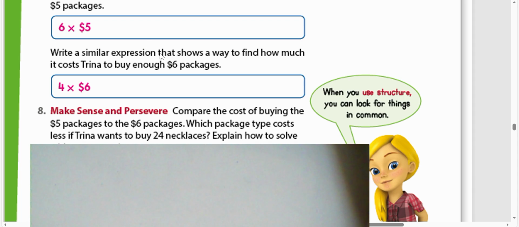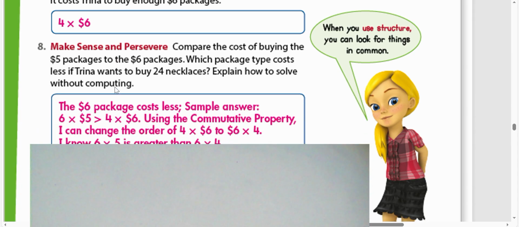Alright, a similar expression from above: 4 times 6 equals 24. Makes sense. In the previous part we compared the cost of paying with a $5 package to a $6 package. Which package type costs the least if Trina wants to buy 24 necklaces? Let's explain how to solve without computing. We can compare between 6 times 5 and 4 times 6. 5 times 6 is 30 and 4 times 6 is 24, then the difference between them equals 6. The answer will be the $6 package costs less.